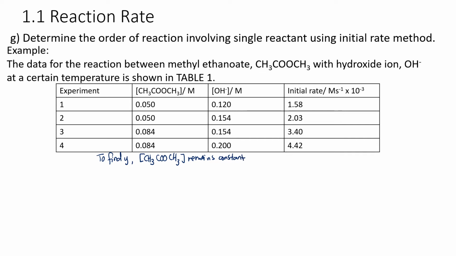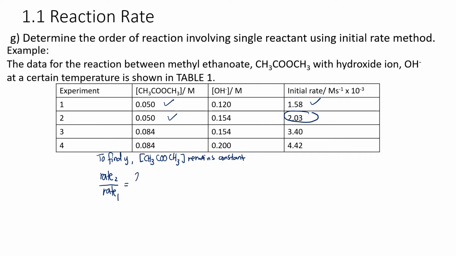So can you see that experiment 1 and 2 have the concentration of CH3COOCH3 remaining constant. Therefore, we need to use experiment 1 and 2 data to find y, the order with respect to hydroxide ion. We can see that the initial rate of experiment 2 is larger than experiment 1. Therefore, to find y, we need to divide the rate of experiment 2 by the rate of experiment 1.